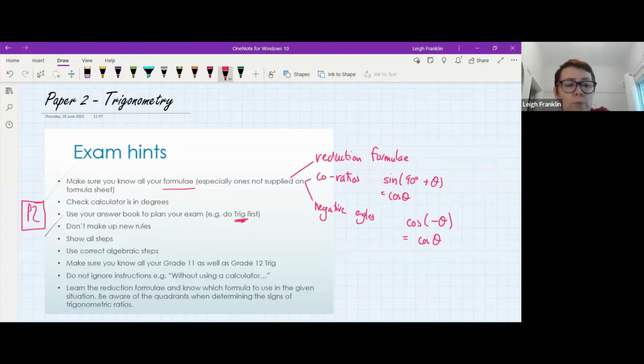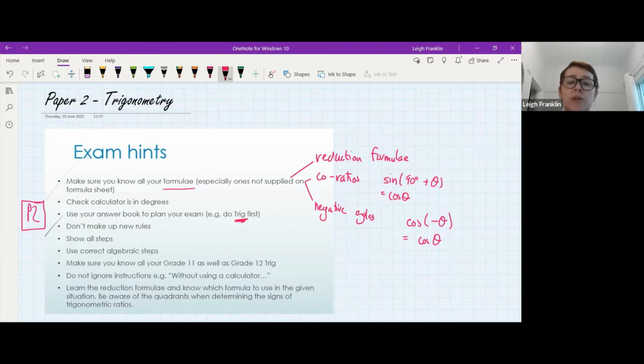Okay, very important, don't make up new rules. We see that all the time in maths where two different rules get put together in a strange way, or people make stuff up that isn't actually true. So don't make up new rules. Show all your steps so that you can get all the marks. Use correct algebraic steps. That means, in terms of factorizing, make sure that you factorize correctly. If you're working with identities and adding two fractions, make sure you find the lowest common denominator in the correct way. Make sure that when you are adding and subtracting, you only add and subtract like terms, that kind of stuff. Okay, so all the grade 11 as well as grade 12 trig.